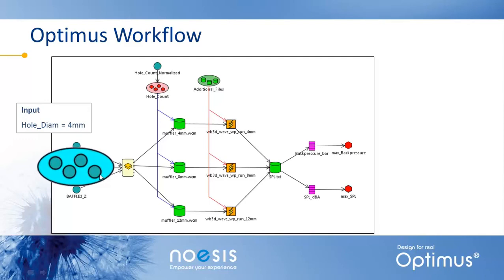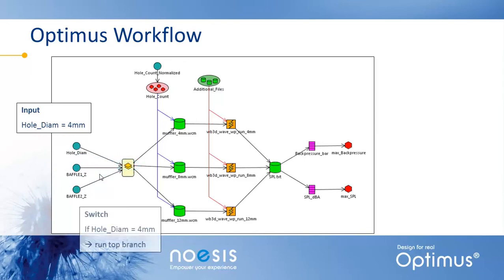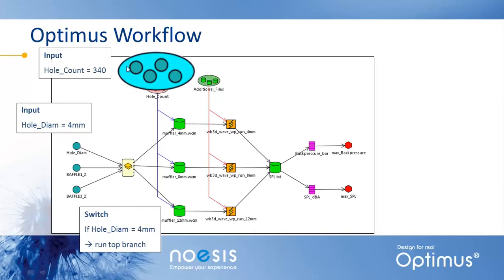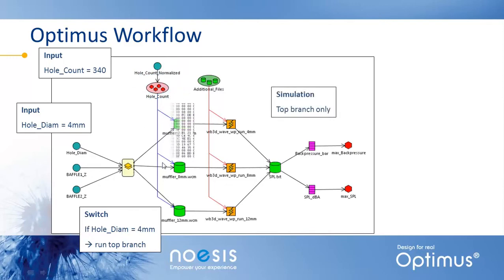Depending on the hole diameter that Optimus proposes, a conditional workflow will be launched, and depending on this hole diameter, Optimus is going to propose a number of holes that can be punched in the pipe. So depending on this value, one of these 3 branches will be run, and the simulations can be extracted from the results files.